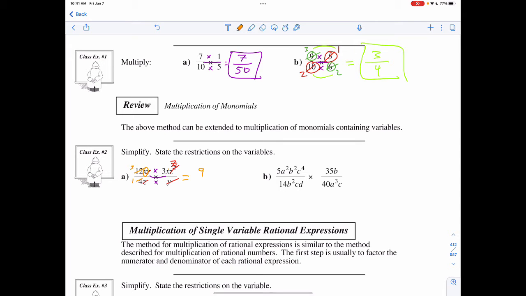I still have an x and an x squared. I still have one z on the top. And I've canceled out everything on the bottom, so it's all just 1, which means that I can state that it's going to be 9x squared z, and then I just need to look at all the different variables in the denominator to state the restrictions. y can't equal 0, and z also can't equal 0. Otherwise, I'm going to be dividing by 0, and it's impossible.